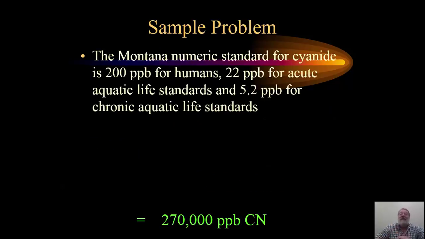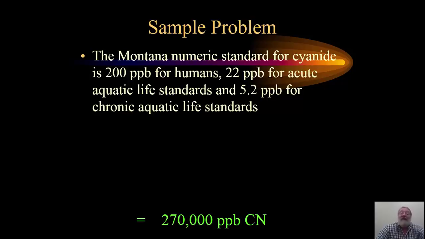What does it say in the water quality standards? Ooh, it better not be 200, or it's not good for humans. 270,000 compared to 200. Ooh, it's 1,000 times too high for humans to be drinking. How about for critters that live in the streams? That's what the acute aquatic life standard is for. Ooh, you can only have 22. Looks like we're too big by a factor of not 1,000, but 10,000.